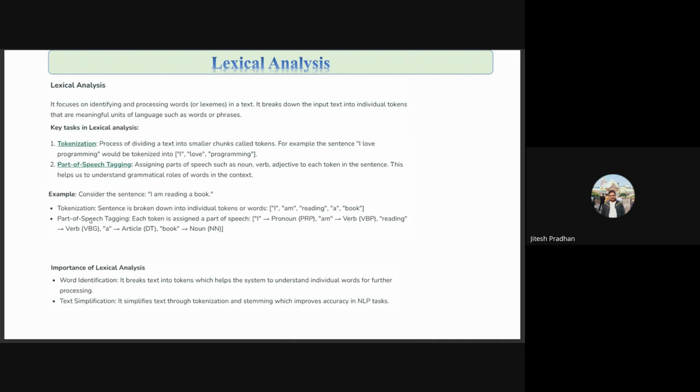Now, what is the importance of lexical analysis basically? So importance is basically word-level identification. It does word-level identification. It identifies the word and tries to find their meaning. And at the same time, it does text simplification.